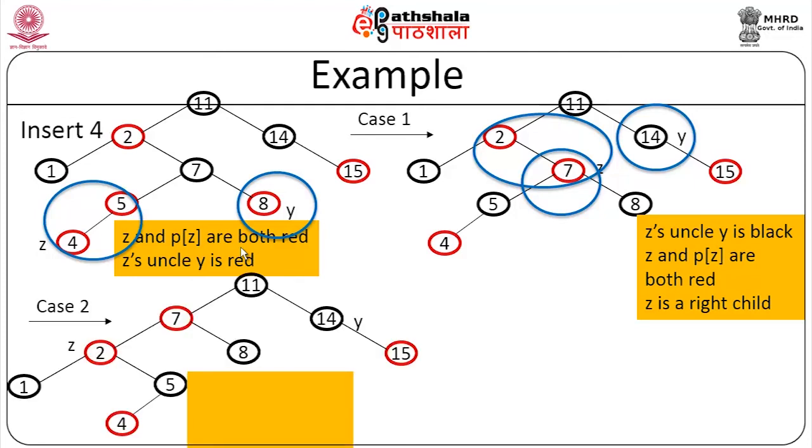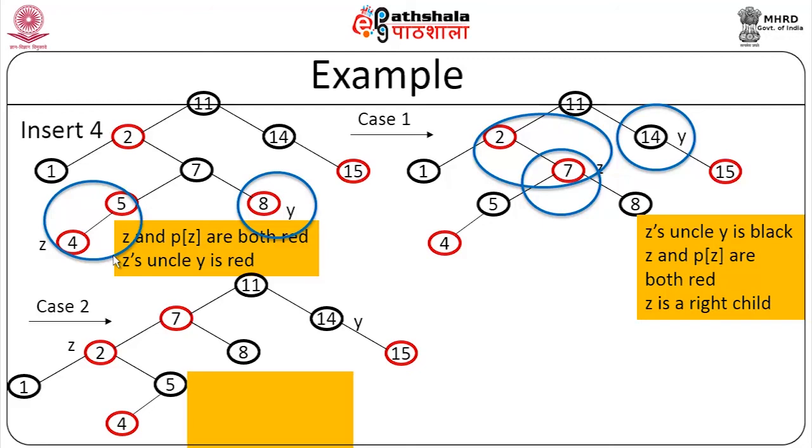So, what do we do? Z and p of z are both red, okay. So, case 2. What have we done there? We do the operations that we had to do for case 2. So, you have to do a color change and you have to do a right rotate, which we have done, and we have got this as the result. You can see that 7 and 2 have been right rotated, and we have changed it to left child and so on, and we have changed the colors also.